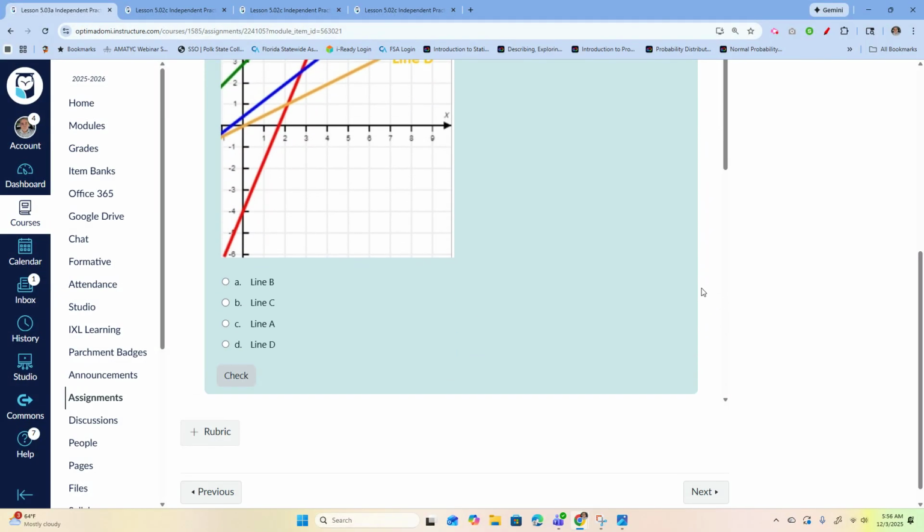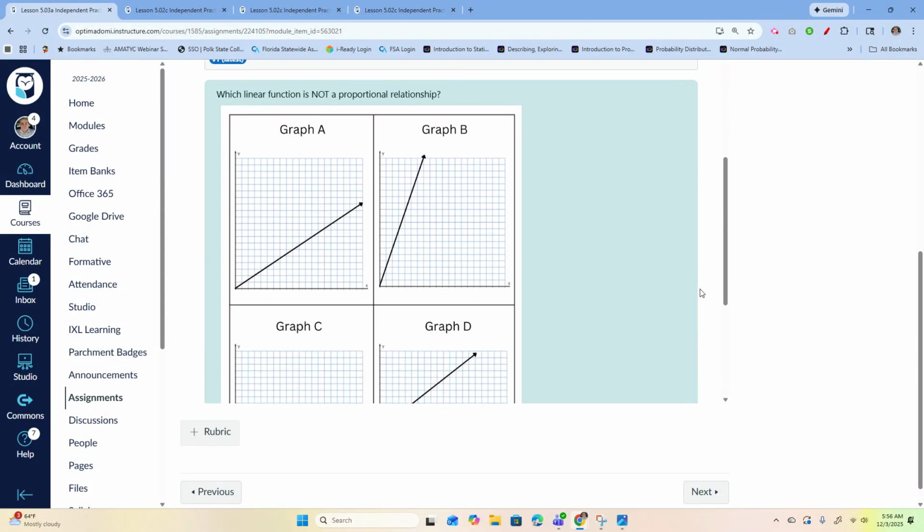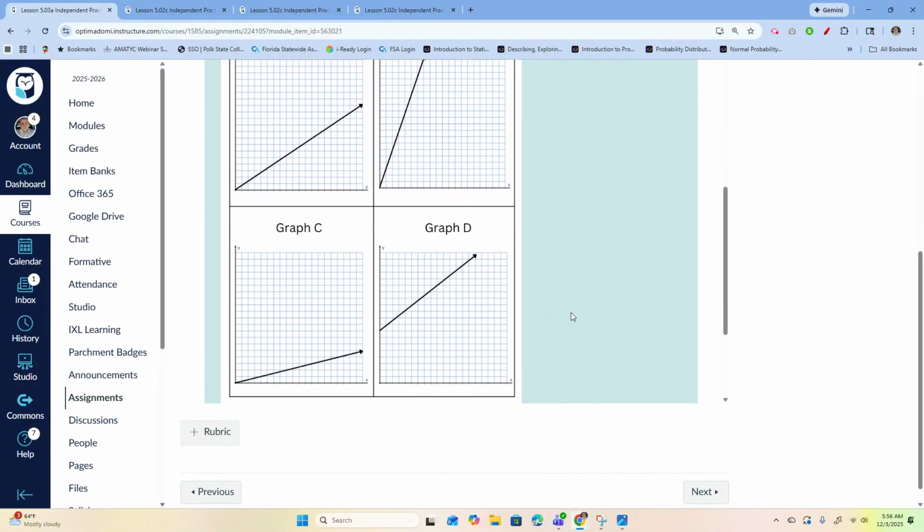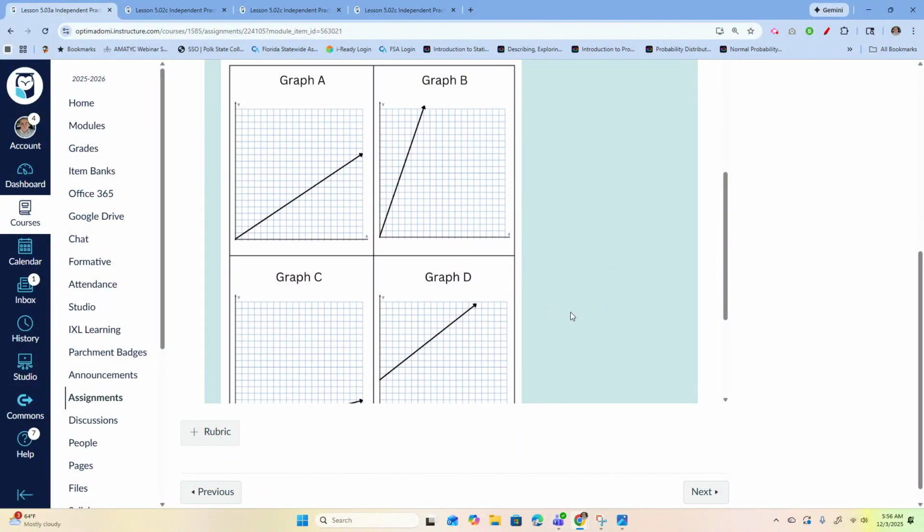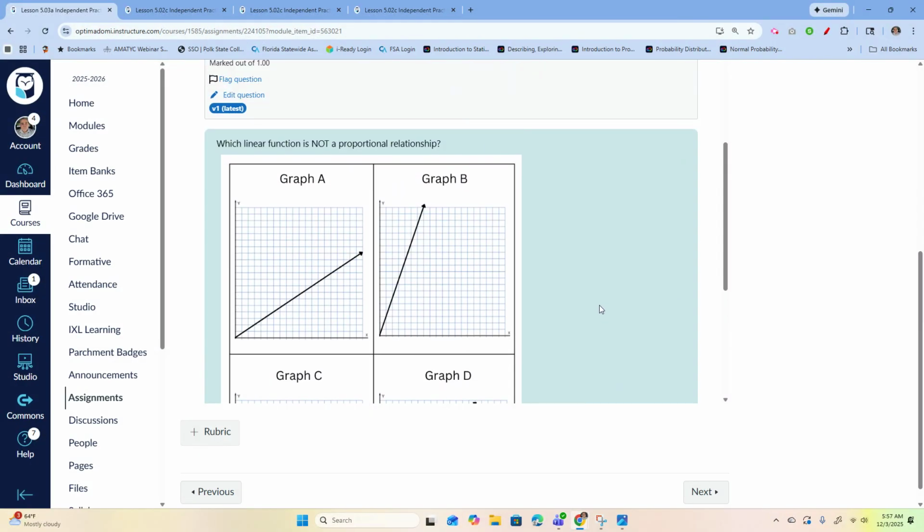Okay. And when I go to the next problem, question number 4, same idea. See, we have straight lines. Which of these straight lines is proportional? And remember, to be proportional, it has to start from the origin, from the 0, 0. Now here they're asking me which one is not proportional.